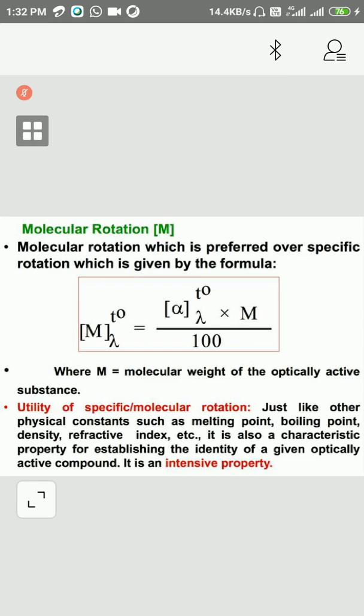But what is molecular rotation? Molecular rotation, which is preferred over specific rotation, is given by this formula. You can simply change the equation, then you will get the molecular rotation. Simply, the rotation by a molecule is the molecular rotation, a simple definition.